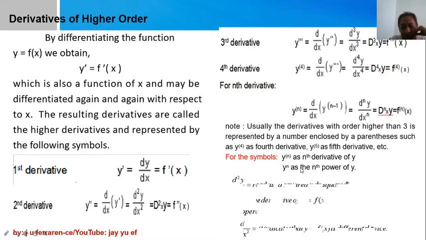Now, this is read as d squared y, dx squared, the second derivative of y with respect to x. This is an operator. It indicates that the function will be subjected to differentiation twice if that is placed beside your y.